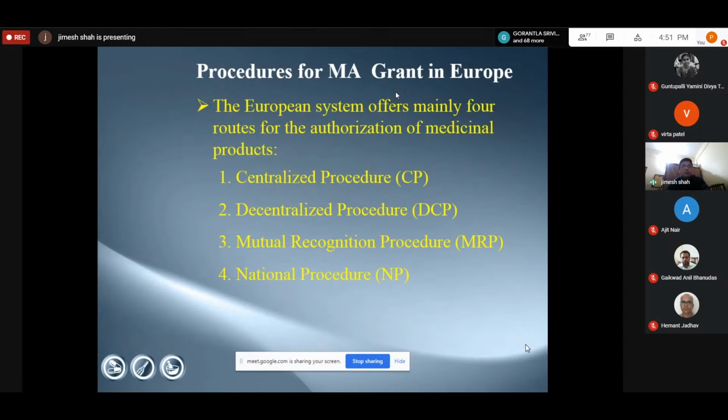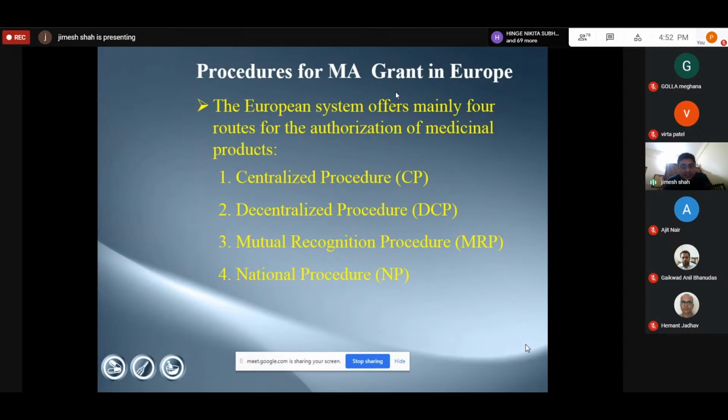Now it comes to the Europe market. Europe is very interesting, with four types of procedure while filing the dossier. Basically, there are the centralized procedure, the decentralized procedure, the mutual recognition procedure and the national procedure.